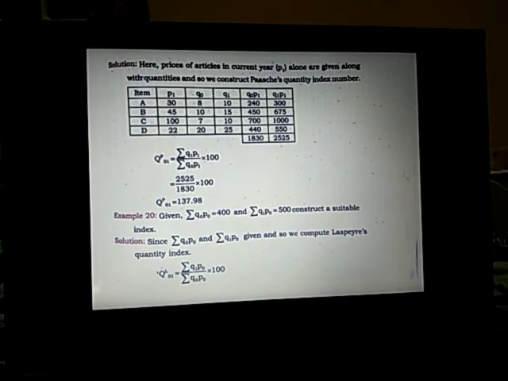So Paasche's index number is given by summation Q1 P1 divided by summation Q naught P1 into 100, that is 2525 divided by 1830 into 100, which is 137.98. The next example.